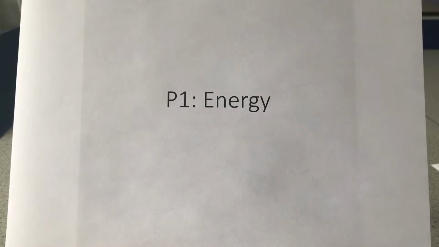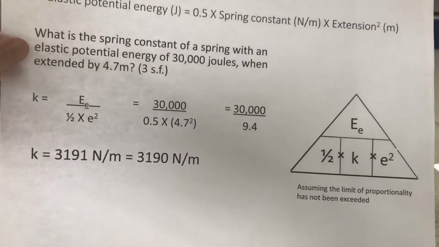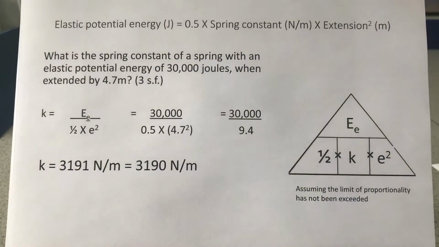This is a P1 energy video looking at the equation for elastic potential energy. Now this is one of the equations that you will be given on the equation sheet in the exam. We've got 0.5, so half, times a spring constant in newtons per metre, times the extension squared. Okay, now it's extension, not total length. So we've got it in a formula triangle, and we assume that the limit of proportionality has not been exceeded.